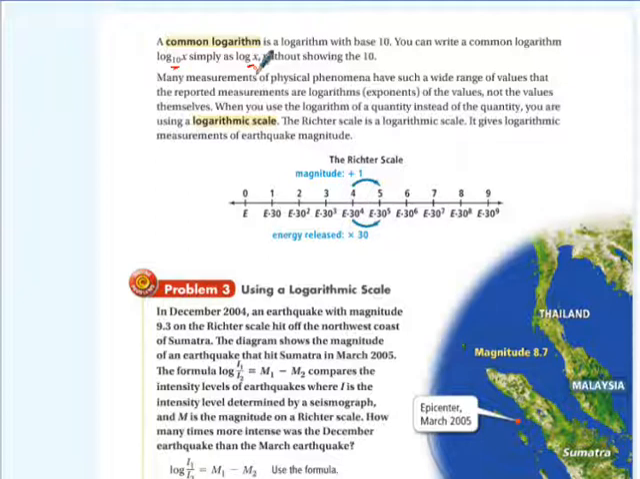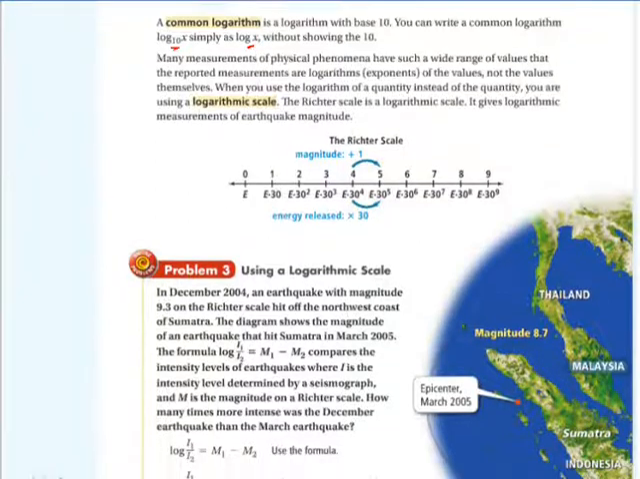Many measurements of physical phenomenon have such a wide range of values that the reported measures are logarithms, or exponents of the values, not the values themselves. When you see the logarithm of a quantity instead of the quantity, you're using a logarithmic scale. The Richter scale is a logarithmic scale. We hear about the Richter scale anytime we hear about earthquakes or things like that.